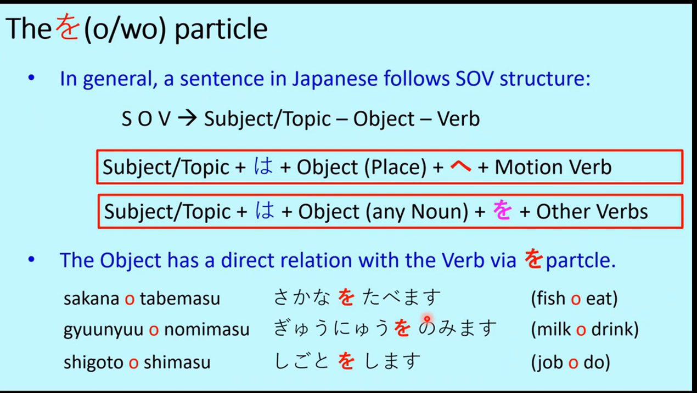Shigoto o shimasu. So now shimasu is to do something. To do a task, shimasu is the verb for that. And shigoto means job or work. So shigoto o shimasu means I do my job or I am doing the work. So in each of these examples, you can see that the object is connected to the verb through the o particle. So this is how this works. Sakana o tabemasu, gyunyu o nomimasu, shigoto o shimasu.